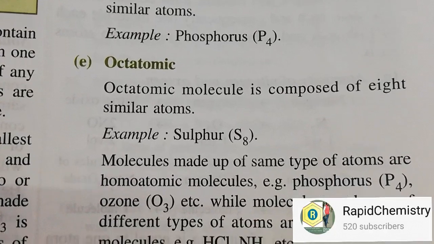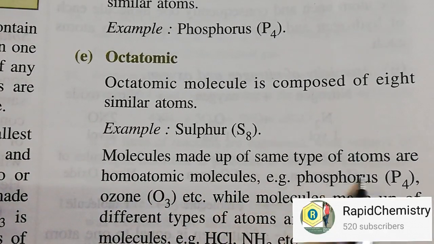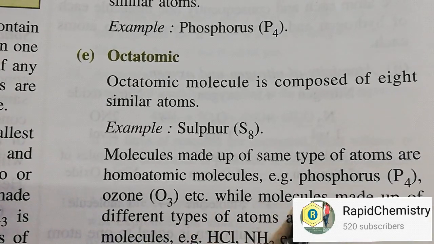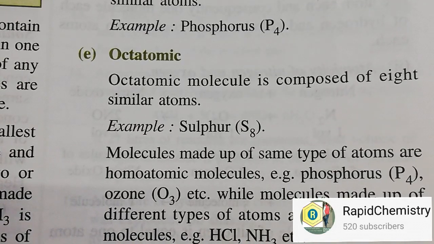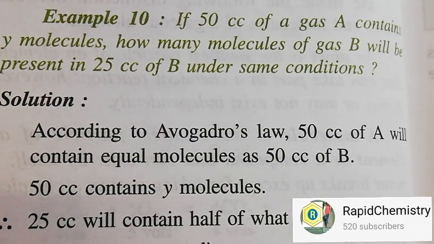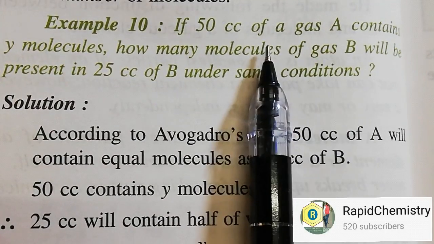So molecules made up of the same type of atoms are homoatomic molecules. That means the same atoms are there, like P4, O2, etc. While molecules made up of different types of atoms are heteroatomic molecules, like HCl and ammonia. Okay, from Avogadro's law we must go through important numericals written here, very easy ones.